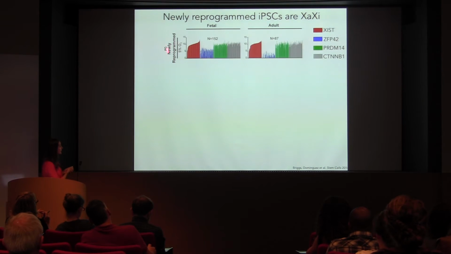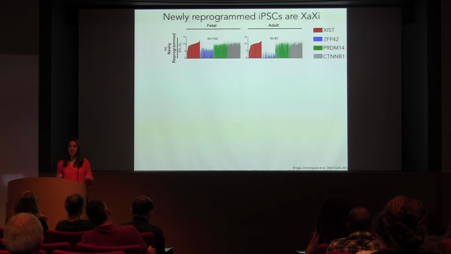And interestingly, we're looking at our passage 0 cells. So these cells have never been passaged. They just spent those 11 days reprogramming, and that's it. And we were really surprised to see that they were actually characterized by X chromosome inactivation. Almost all of our cells had XIST.